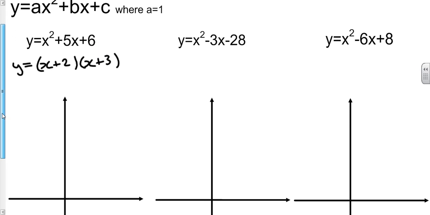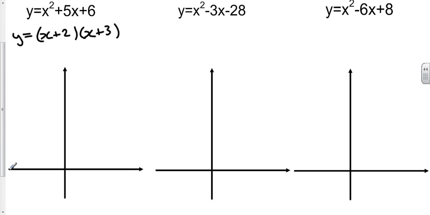Now, when we're solving, we're looking for where the curve crosses the x-axis, and it's going to cross the x-axis when the y-coordinate is 0. So we're going to end up with 0 equals x plus 2, x plus 3. Now that means that these two terms are multiplying together to give 0. Well, that means either that must be 0 or that must be 0.